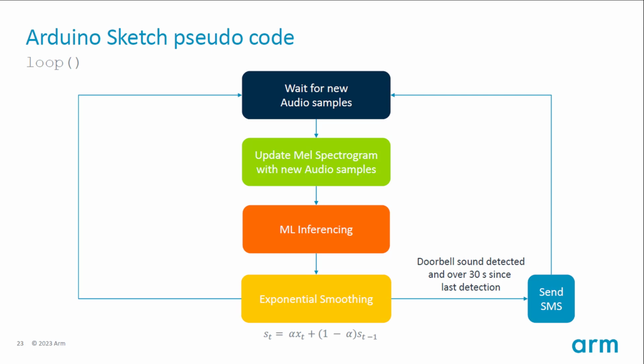and then one additional step I've done is called exponential smoothing. So rather than directly using the model output, we're going to sum it over time with an alpha factor. So it smooths out the output because the audio data is noisy. So we don't want to make decisions based on noisy output from the ML model. And if we do detect a doorbell sound, and it's been 30 seconds since the last time, we can use the Twilio API to send the SMS message.